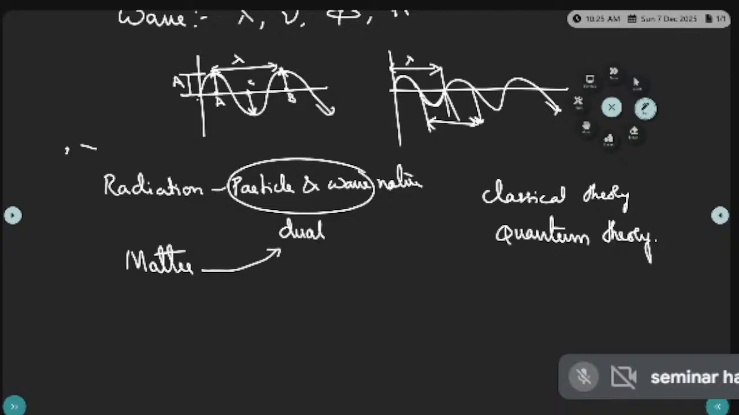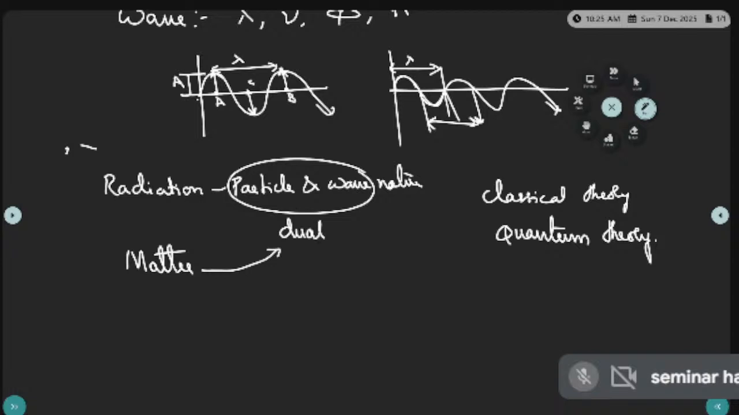Classical theory discusses a particle only when it is visible. If it is not visible, it doesn't appear. So classical theory will say nothing is there. But quantum theory will discuss what is not visible.